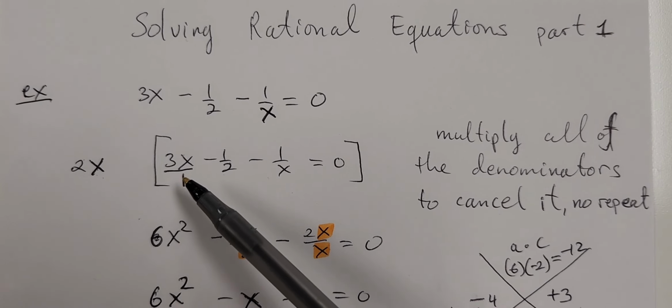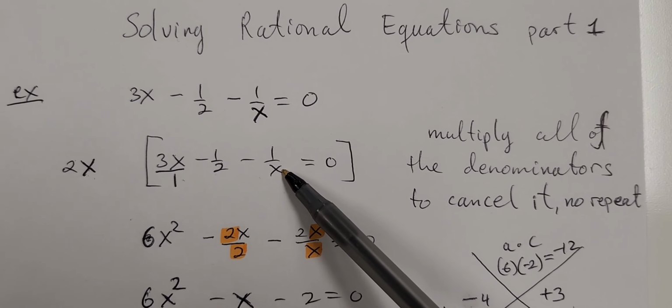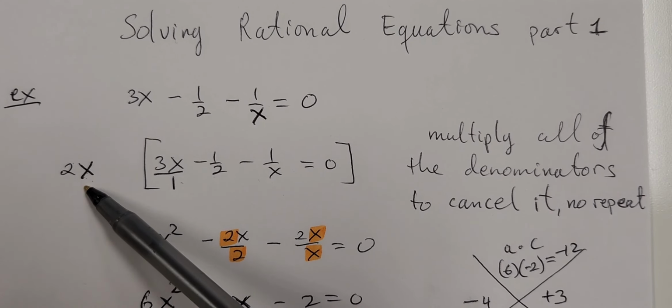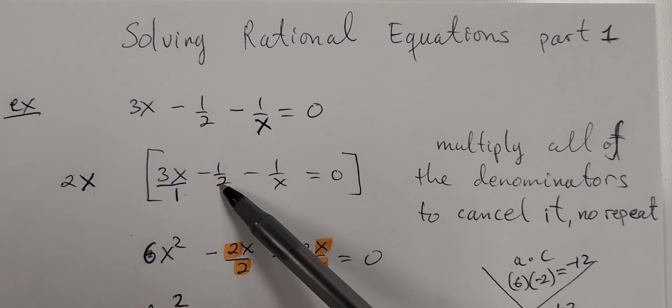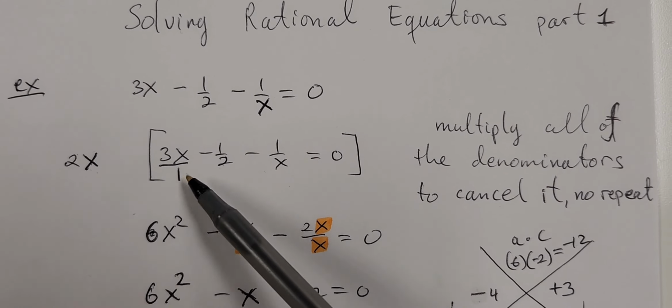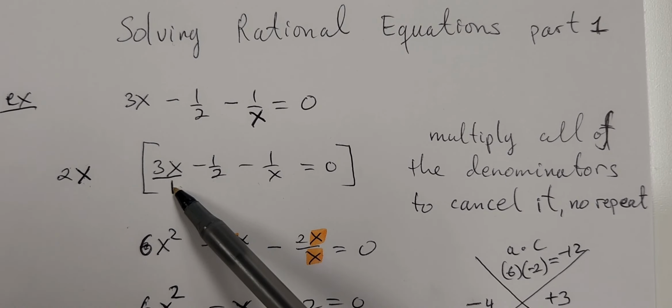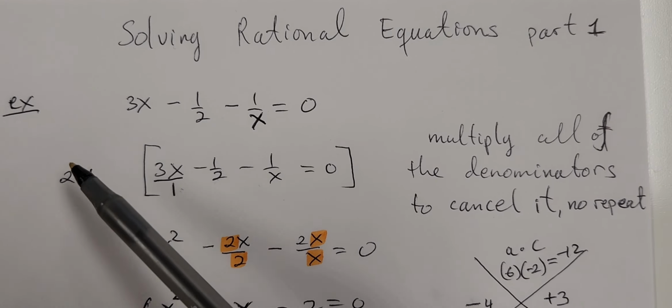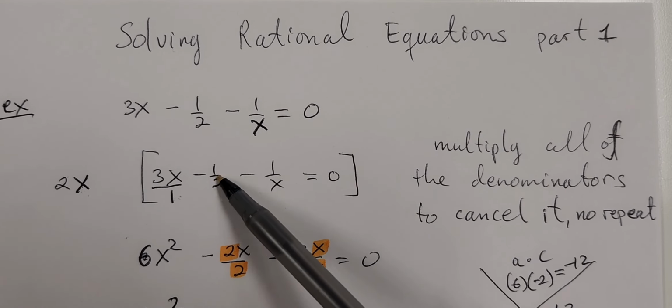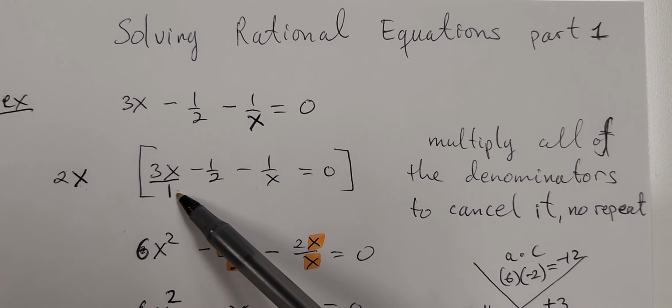Alright, so our denominators are 1, 2, and x, and since there is no repeating, we just use each one time. There's a 2, so we use a 2. There's an x, we use an x. 1 is just 1, so we don't have to worry about it. So these are the number and letter from the denominators so that we can cancel.